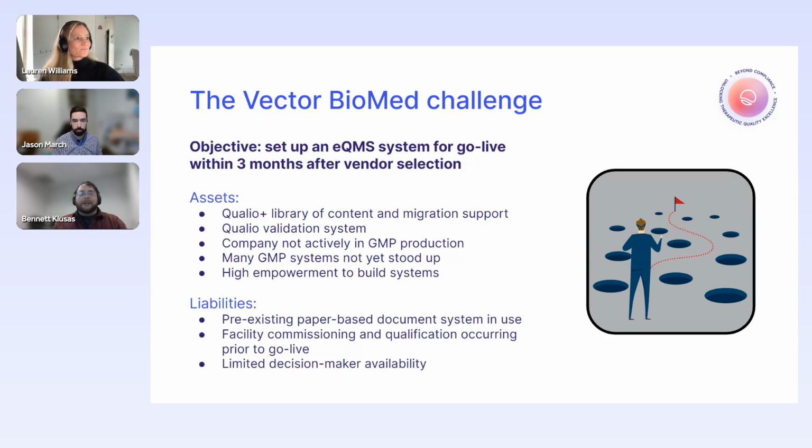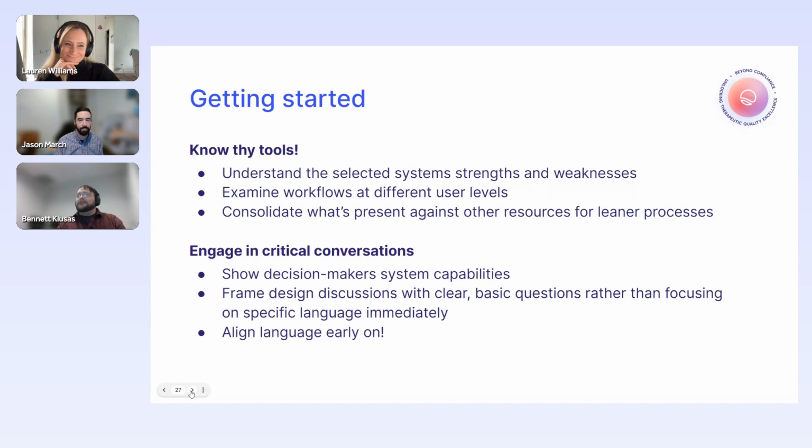So when I first encountered this problem, the first thing I did was go into the actual Qualio program and start calling out the help teams and being like, hey, how do I do this? I don't have time to just figure this out on my own. How can I leverage the expertise of my vendor here? So we've got these assets, we've got these liabilities. How can we get started? And that comes into understanding our system's strengths and weaknesses, looking at workflows and how they function at different user levels. Because remember, the blue that one person sees is not necessarily the blue that other folks might see. And how can we consolidate everything that's here for a leaner process? How can we not just do what everybody's always done and instead transition into something better?